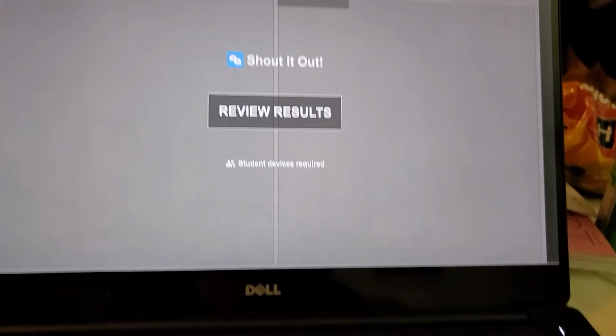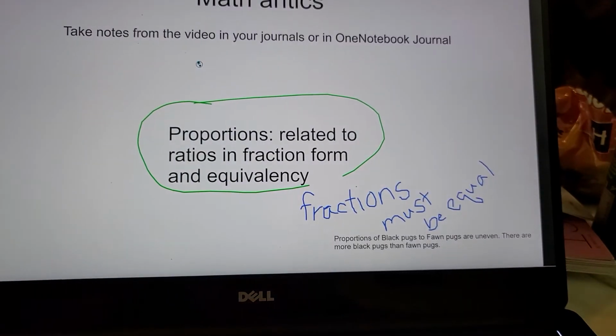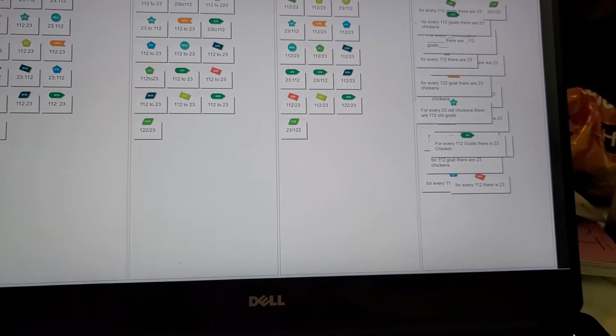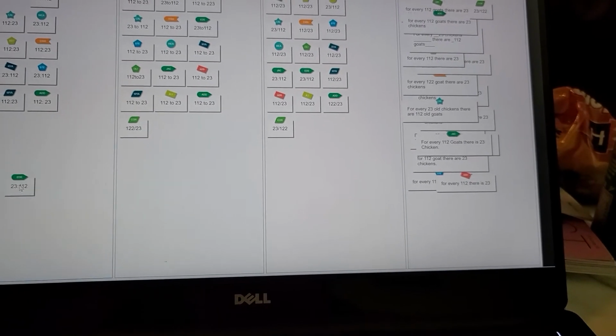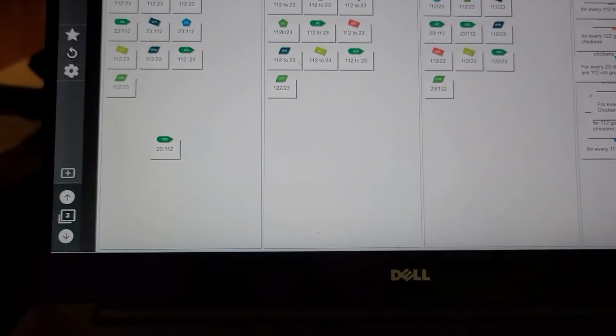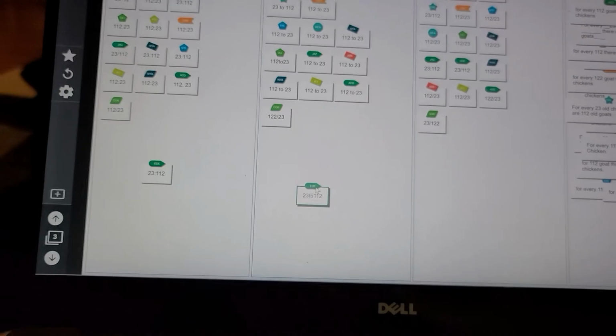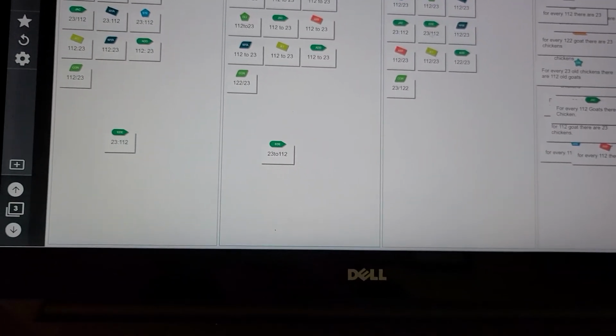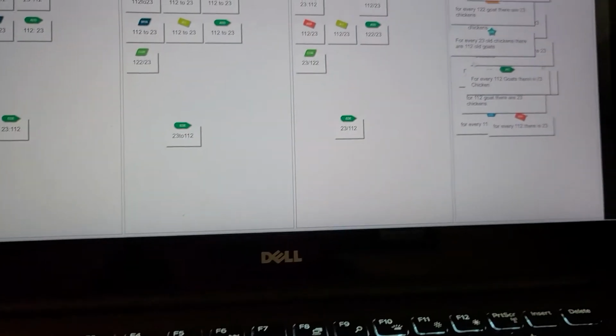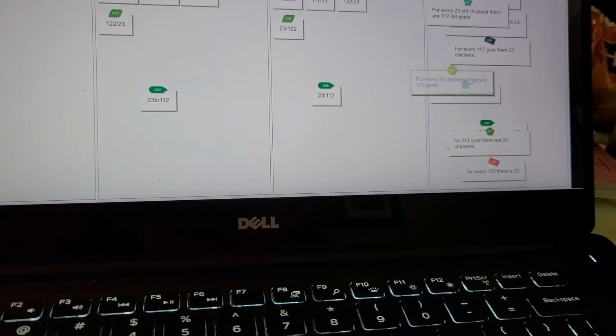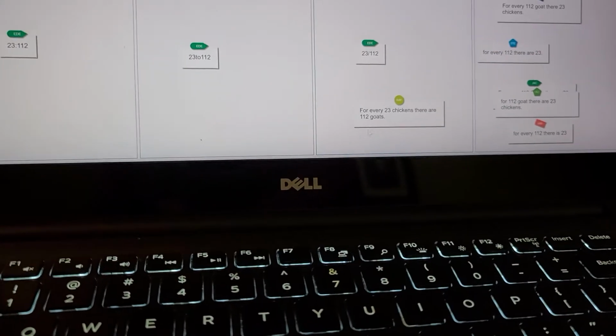So we had some answers to the questions. And the correct answer was 23:112, and then over here 23/112, and over here 23 to 112, and over here it was for every 23 chickens, there are 112 goats.